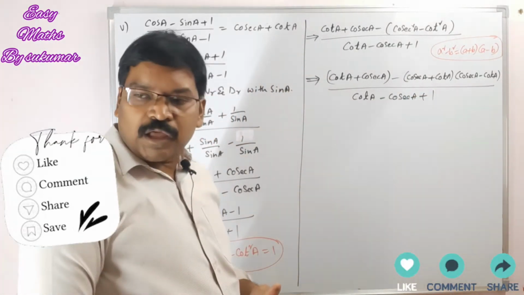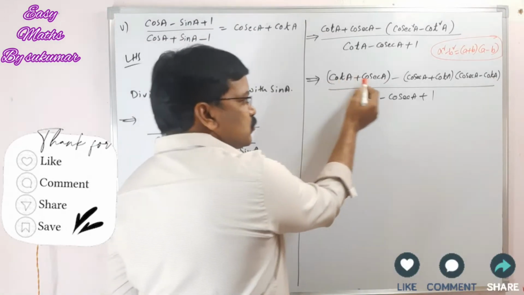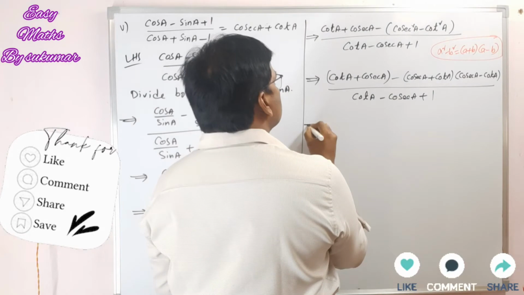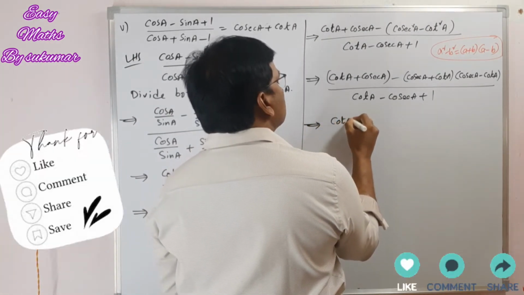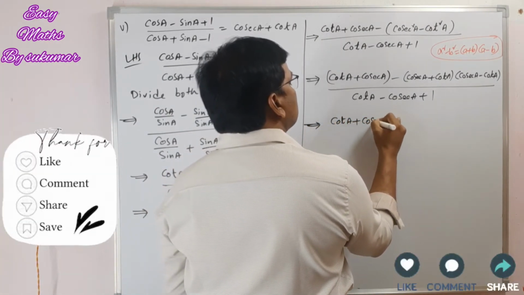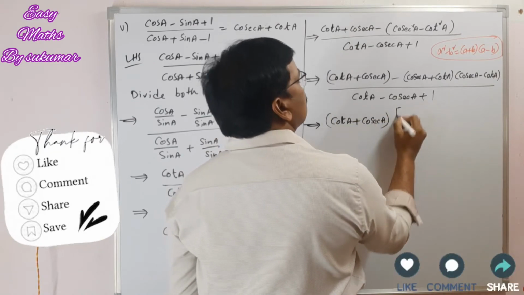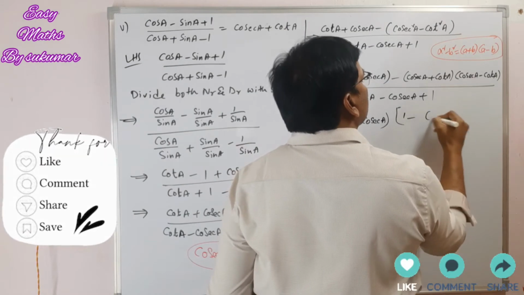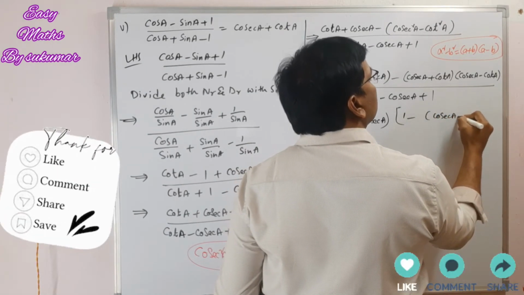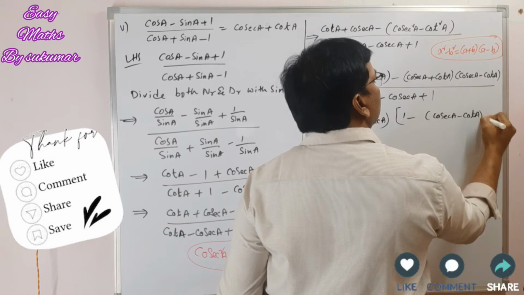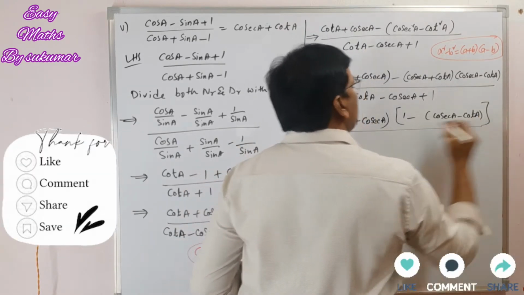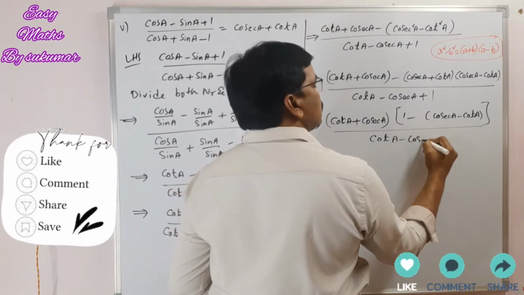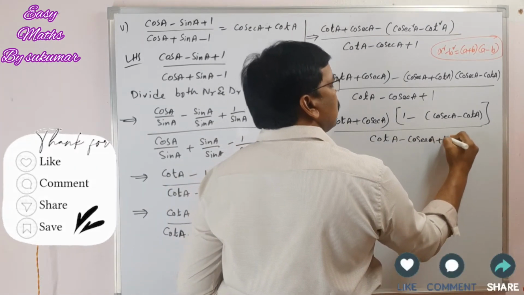Okay. Now here my dear students, this is cot A plus cosecant A, here also cot A plus cosecant A. Just take cot A plus cosecant A as common. That is cot A plus cosecant A times, here what would be here? 1, right? So that is 1 minus of cosecant A minus cot A, bracket closed, by just write cot A minus cosecant A plus 1.